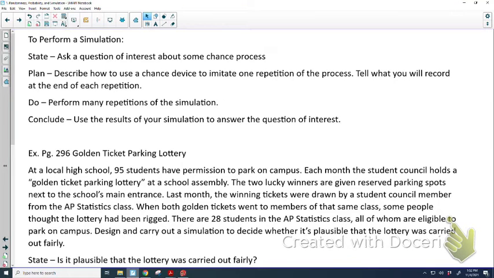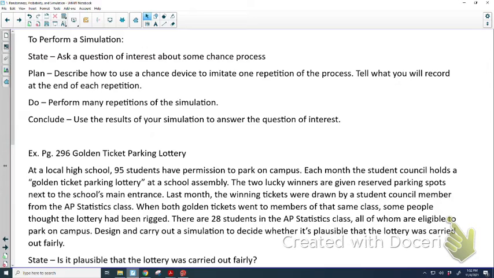Today in stats, we talked about simulations, and I like to do a four-step process. We start by titling our simulation. We're going to be testing a scenario. You can read one down at the bottom of the page. And we want to test whether or not we can trust what happened. And that's the state step.